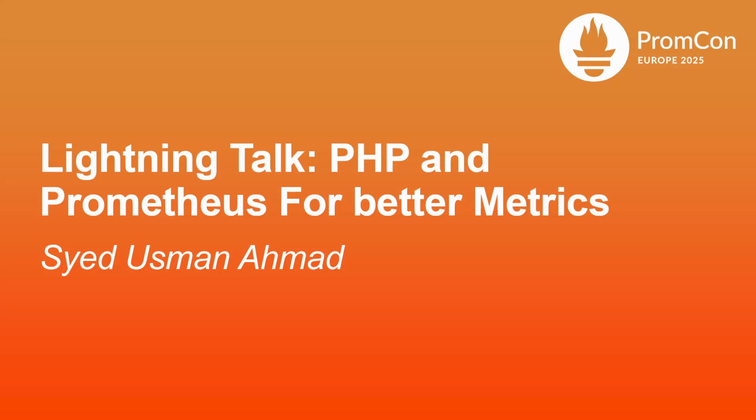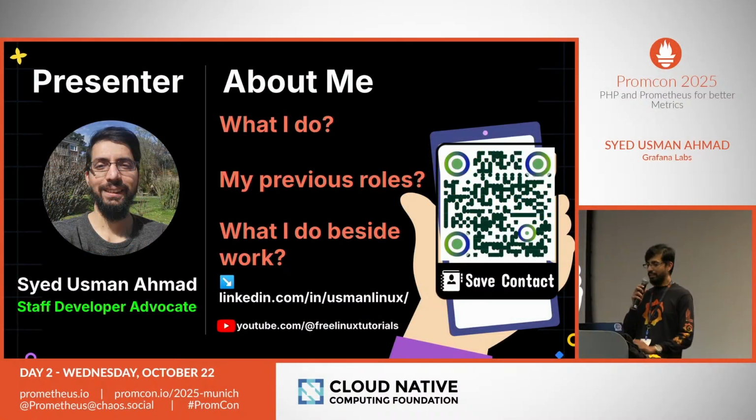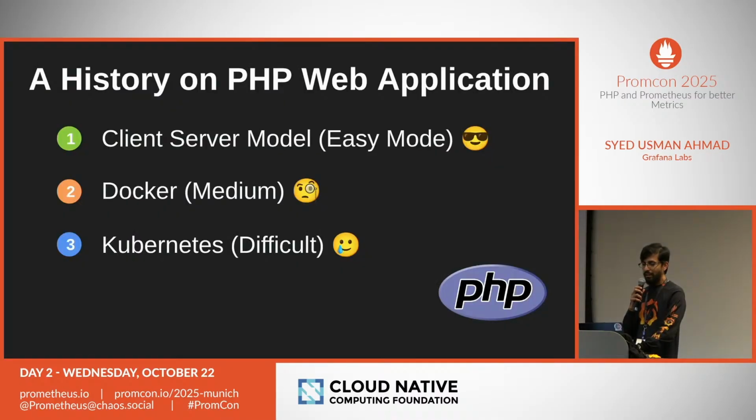So a little about me. My name is Usman, and I work at Grafana Labs as a developer advocate. I've been with the tech for many years, 15 years, and using Linux. I love Linux. And today's talk is about PHP, which I used to work with in the past.